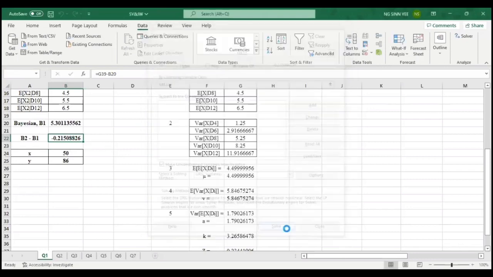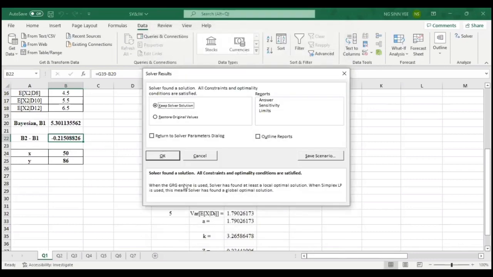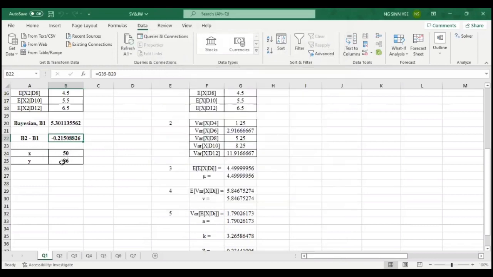And the solution would be shown on screen automatically, and it would be x equals 50 and y equals 86.